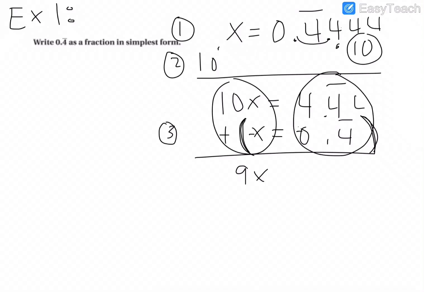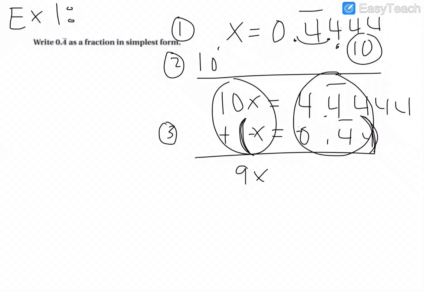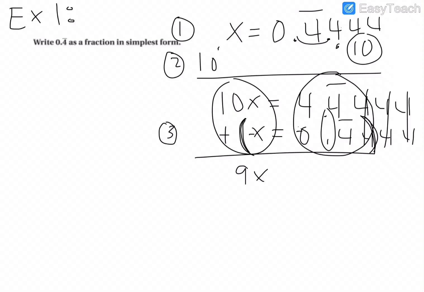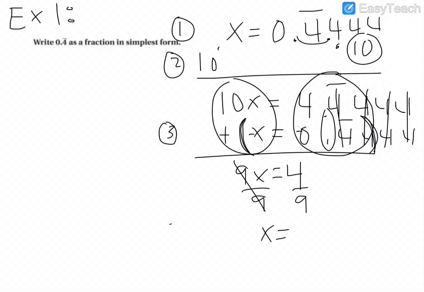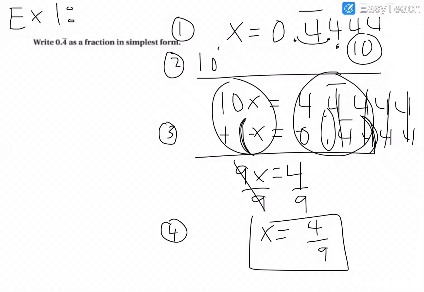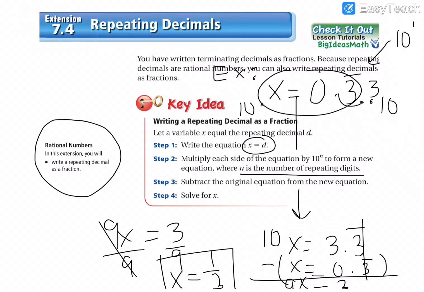Once again, if this is all repeating, line up your decimal points. That's really important. And that all cancels out. 4 minus 0 is going to give me 4. Solve for x, and that's step 4, and you are done. x equals 4/9. Let's touch base back here, and we did everything we were supposed to.